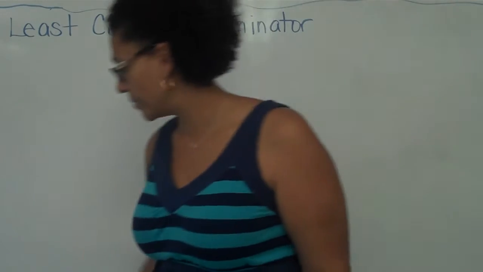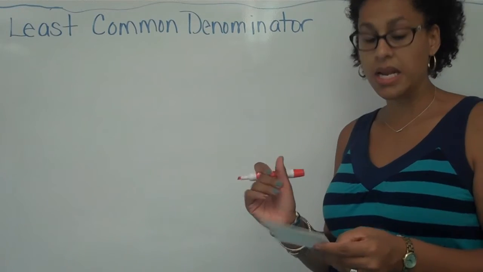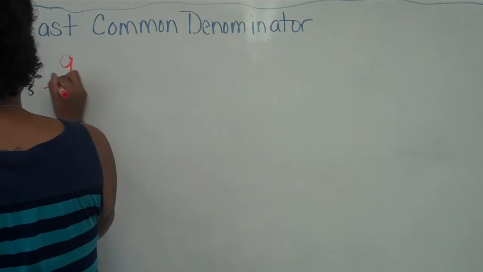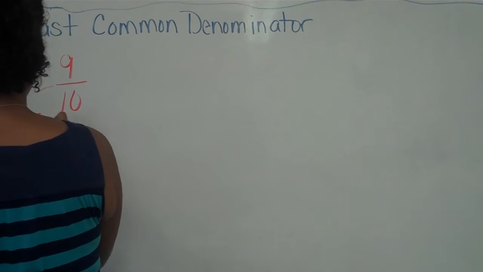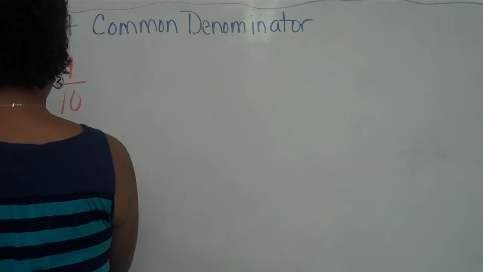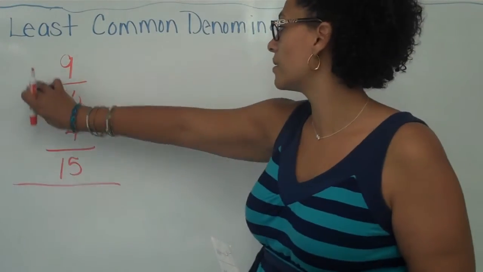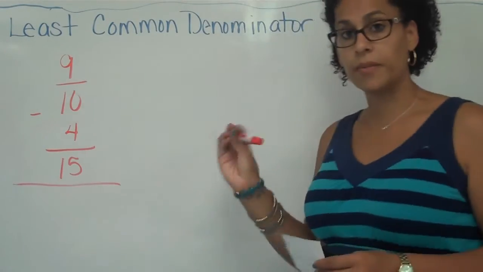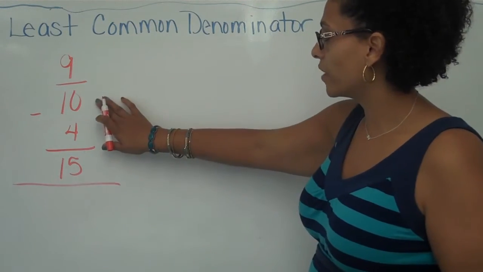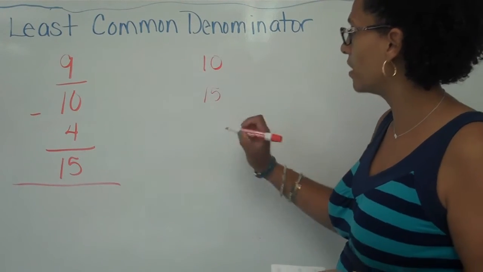Alright, so let's do some practice problems. Our first problem is going to be 9/10 minus 4/15. We're writing vertically. So the first thing we're going to do, step number 1, was to write the multiples of our denominators, smallest digit first. So my first smallest digit is 10. I'll write that over here, and my other denominator is 15.